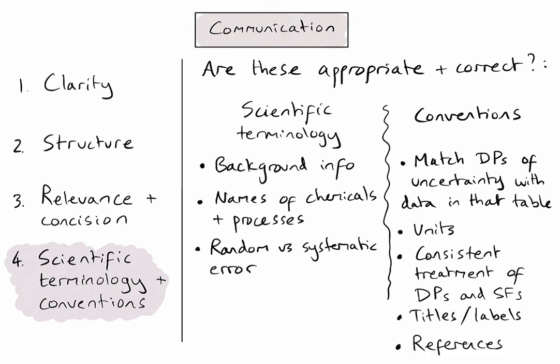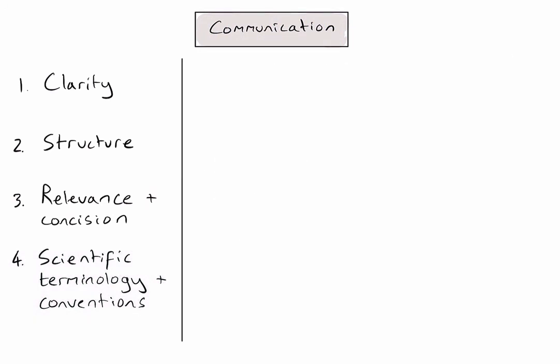Remember that if you're unsure of scientific terminology or conventions, check with your teacher, just in case. And there you have it, the 4 things to consider in the communication criteria of your chemistry IA: clarity, structure, relevance and concision, and scientific terminology and conventions. Hopefully, this video was of some help.